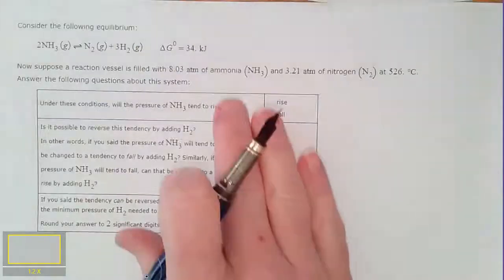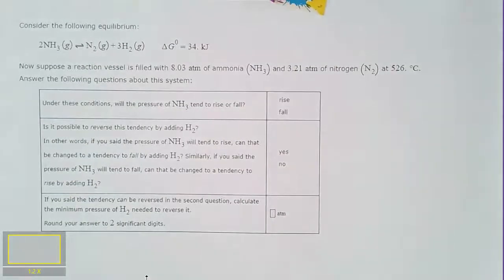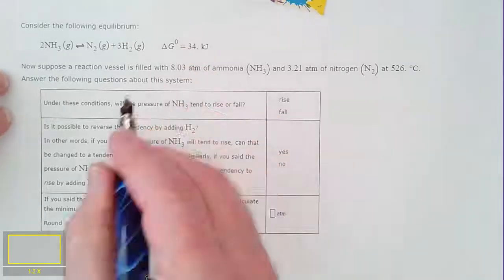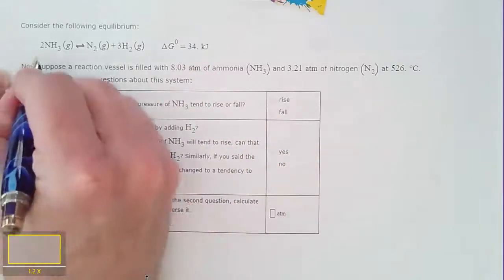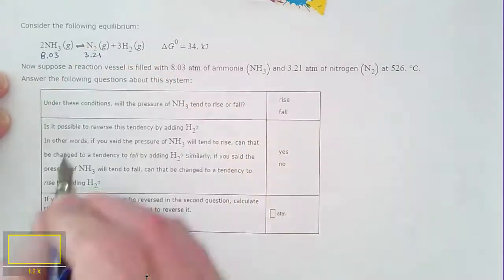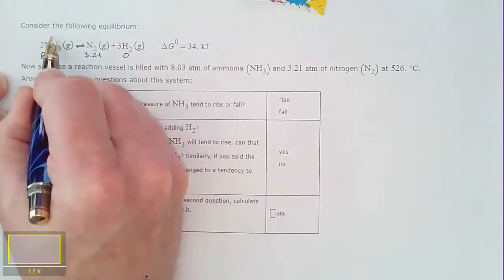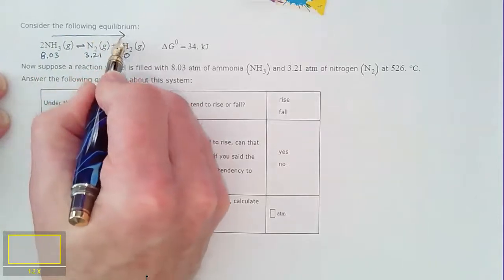So I've got a second example here. In the second example, we've got two things on the product side, and we've got a positive delta G0. So things are going to be a little bit different here. But let's use the same approach. Let's first write out what we have. So we have 8.03 atmospheres of ammonia and 3.21 of nitrogen, and we do not have any hydrogen. So as this thing heads toward equilibrium, it's going to approach it from this direction.